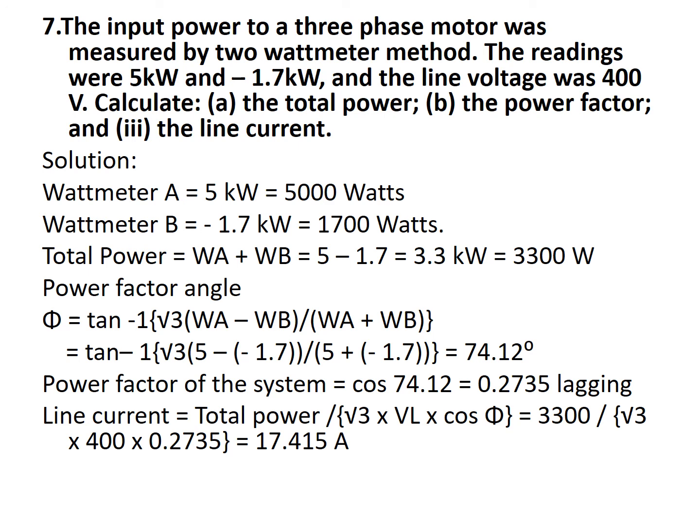So what is the total power? Total power is W1 plus W2, 5 minus 1.7, 3.3 kilowatt. What is the power factor? It is tan inverse of root 3 times W1 minus W2 divided by W1 plus W2, and we get 74.12. The cos of that value gives the power factor. The line current is total power divided by root 3 VL cos phi, and so you get the line current.